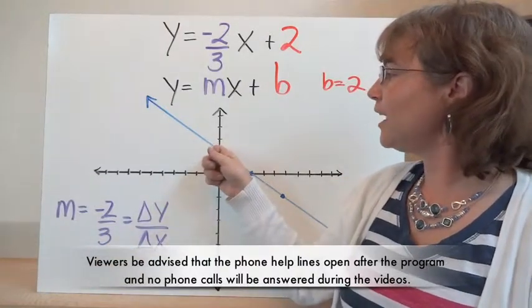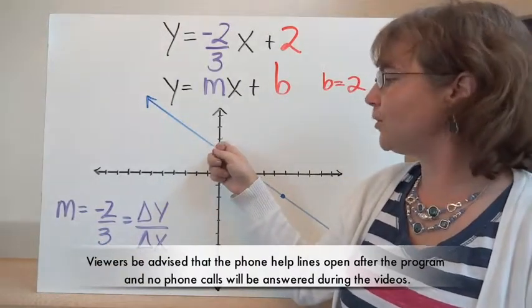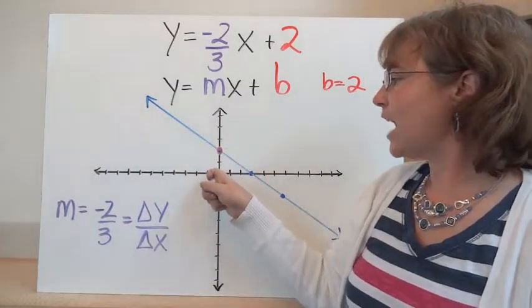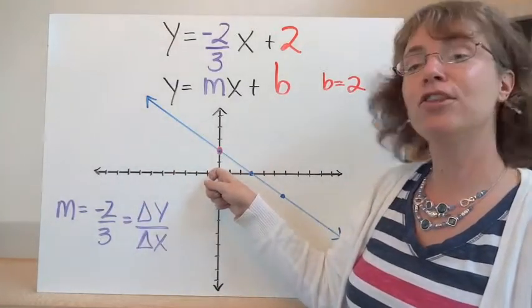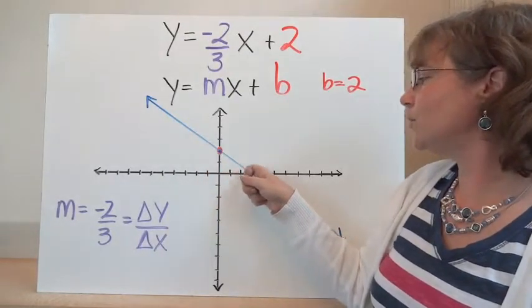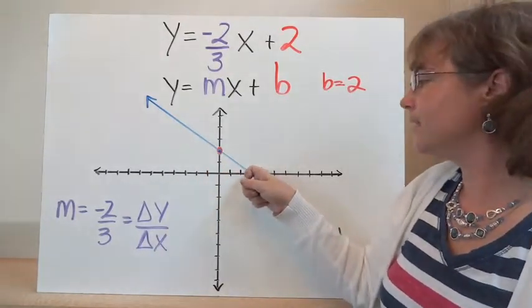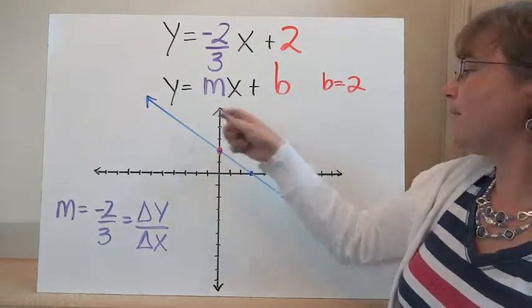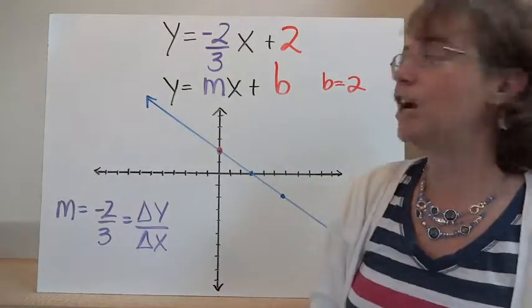So I'm going to start right here at the point 0, 2. I'm going to go down 2, 1, 2. And I'm going to go to the right 3. So I'm going to go on the x-axis 3, 1, 2, 3. Plot that point. Down 2, over 3. Plot that point and connect all of the dots.